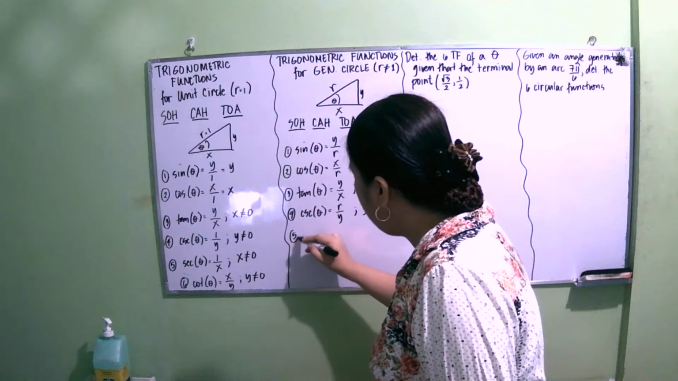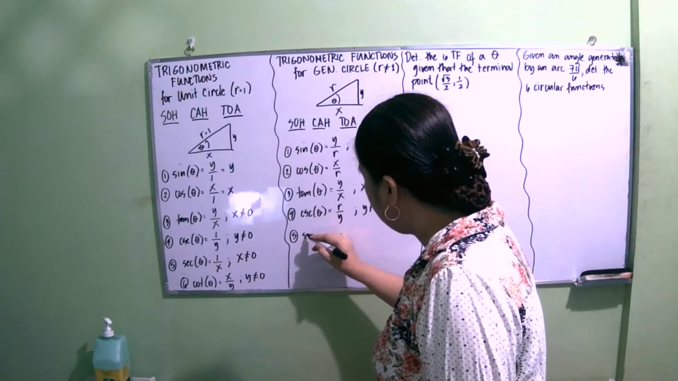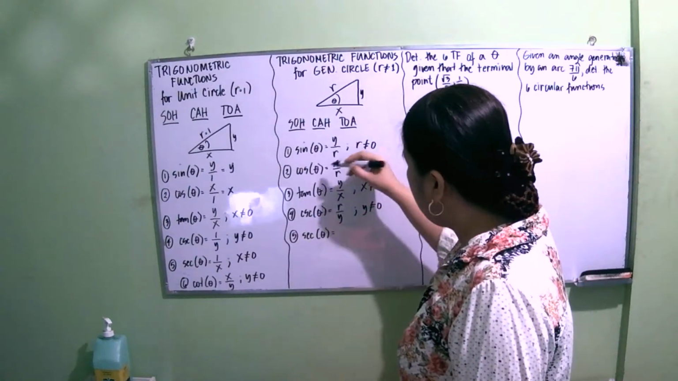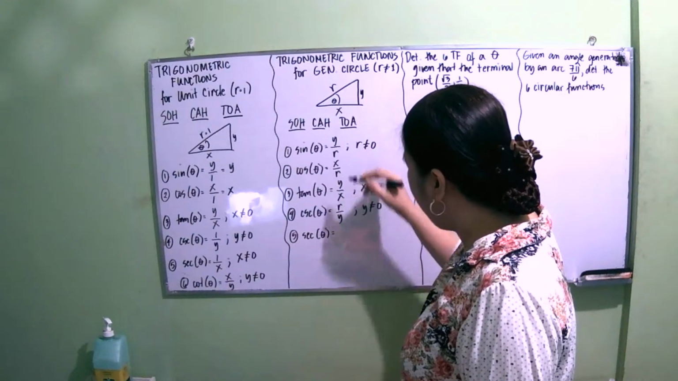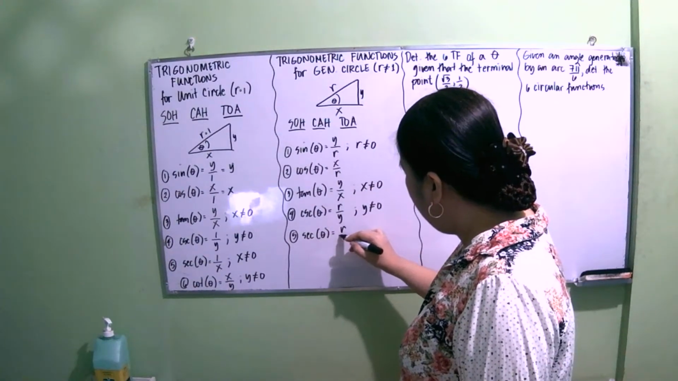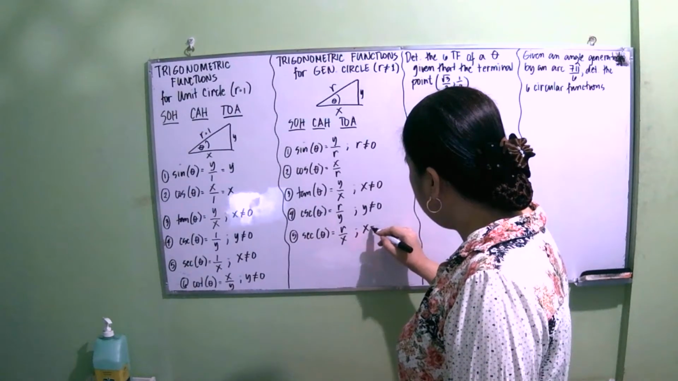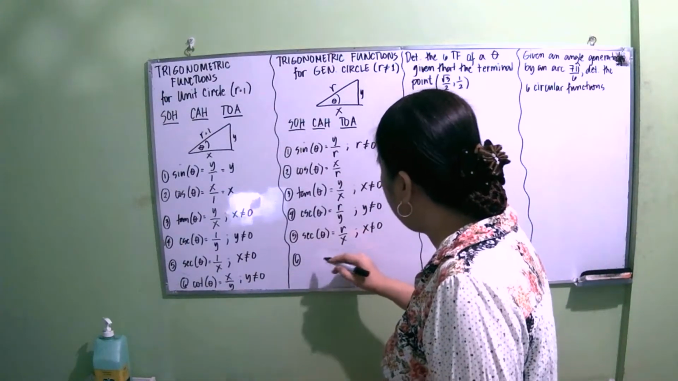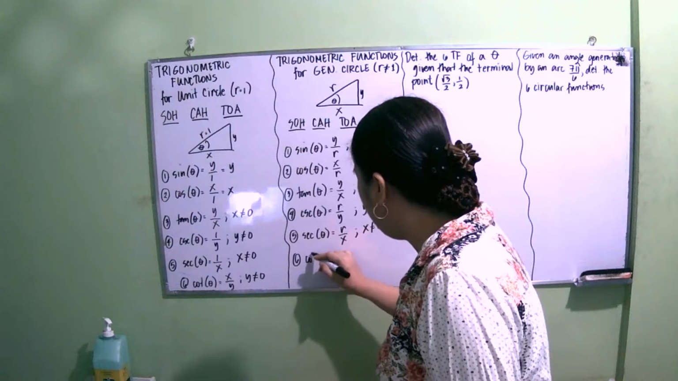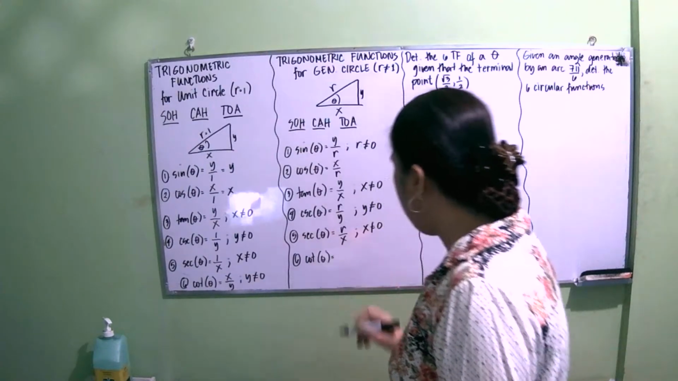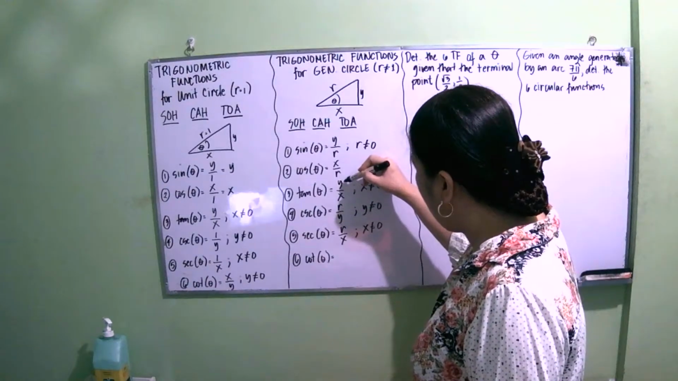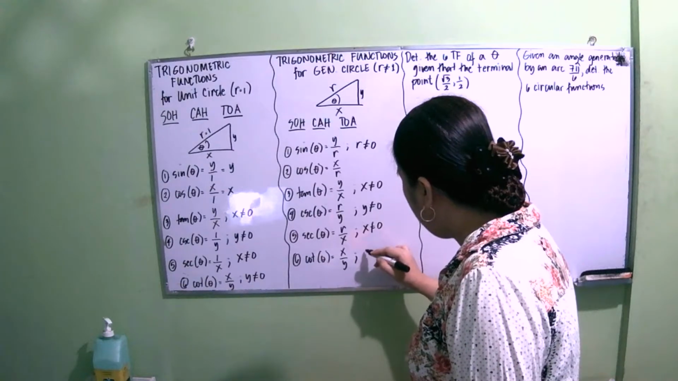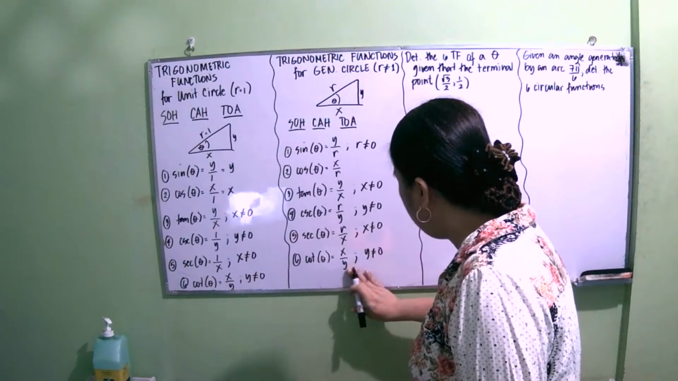Okay? And then, yung pang fifth natin, we have the secant. Kabaliktaran siya ni cosine. So, kung si cosine ay x over r, therefore, si secant ay r over x. Again, x should not be equal to 0. And the last trigonometric function, we have the cotangent function. So again, kabaliktaran siya ni tangent. So therefore, kung si tangent ay y over x, si cotangent natin is x over y. Again, y should not be equal to 0.